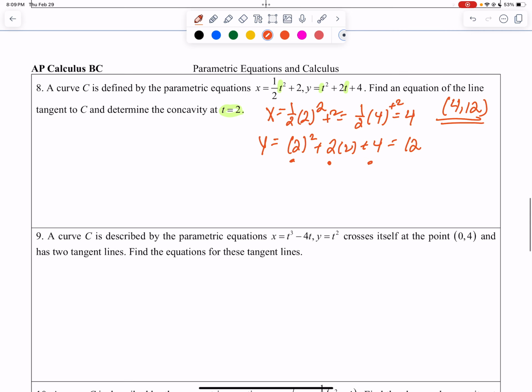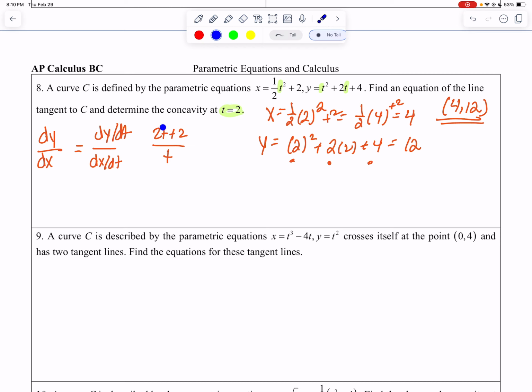All right, now we got to find the derivative. So to find my derivative, once again, we have dy/dx, dy/dt over dx/dt. In this case, dy/dt is 2t plus 2. Dx/dt is just t. I'm going to plug in when t is equal to 2. So that's going to be 4 plus 2, 6. 6/2 is 3, which tells me that my slope at t is equal to 2 is going to be 3.